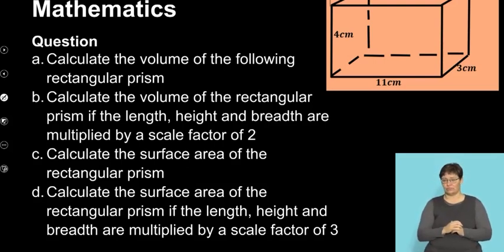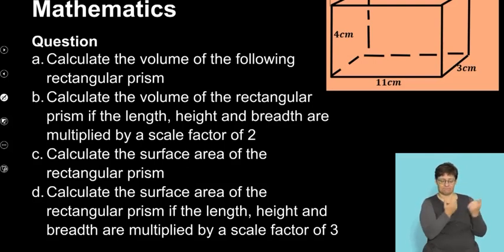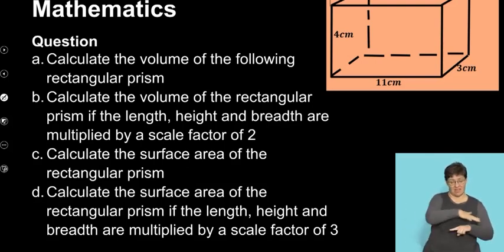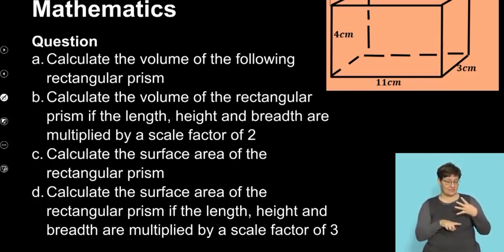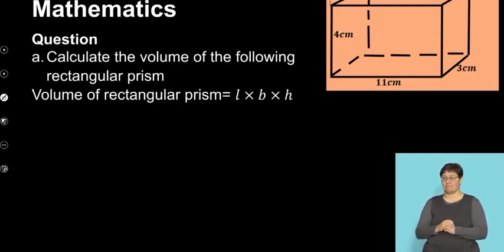For C, we're going to calculate the surface area of the rectangular prism. And then D, we're going to calculate the surface area of the rectangular prism if the length, breadth, and height are multiplied by a scale factor of 3. Let's get going. So we're first going to calculate the volume of this particular rectangular prism.